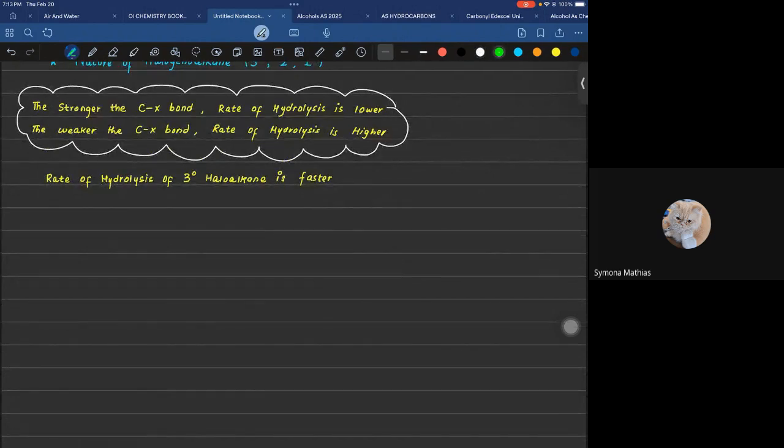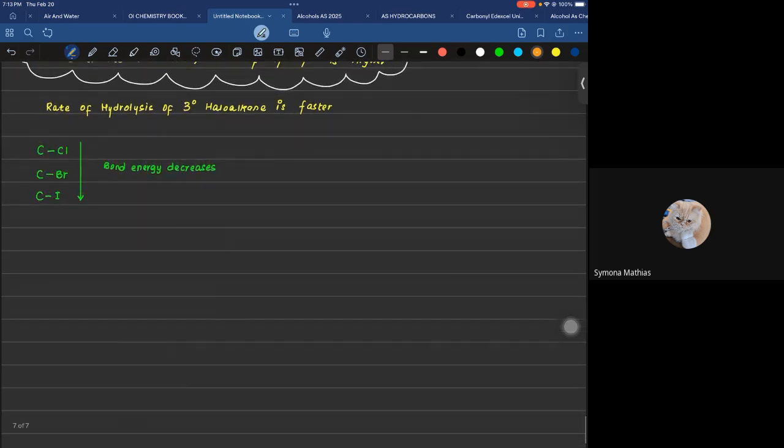So number one thing is the carbon and chlorine bond, then the carbon and bromine bond, and then the carbon and iodine bond. As we go down, bond energy decreases. So that's the reason the rate of hydrolysis is going to increase.